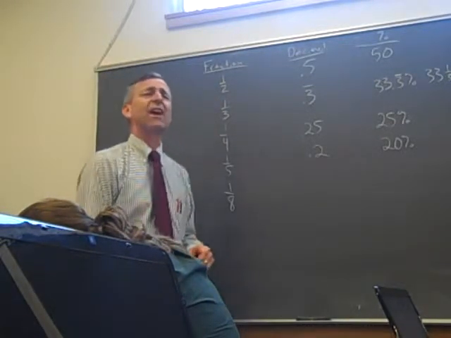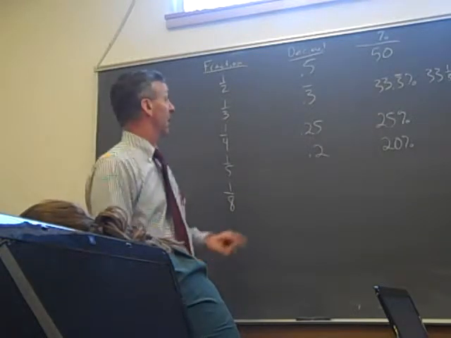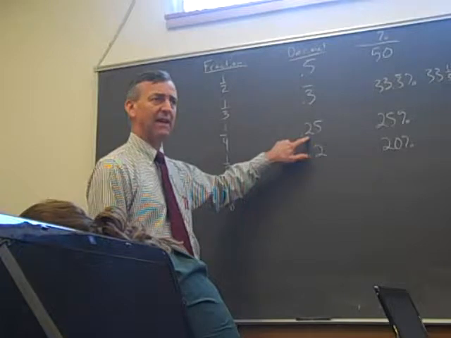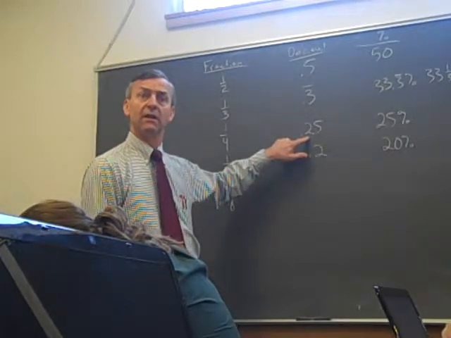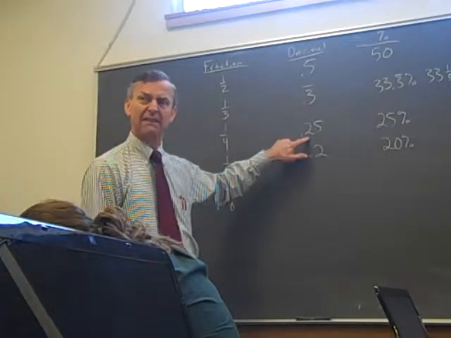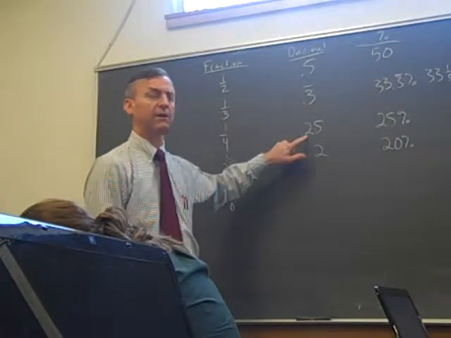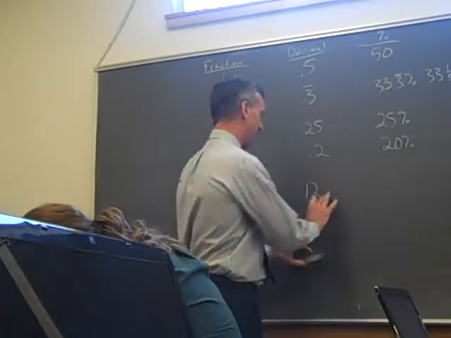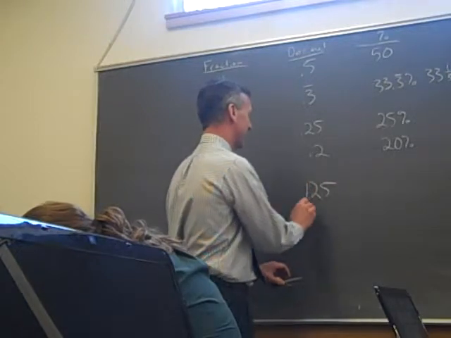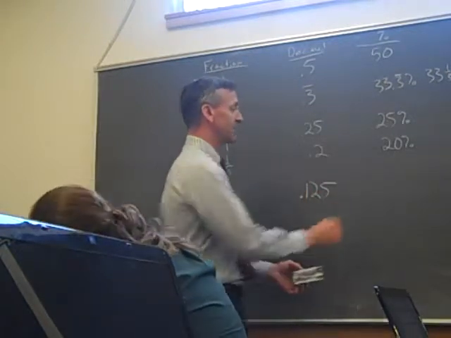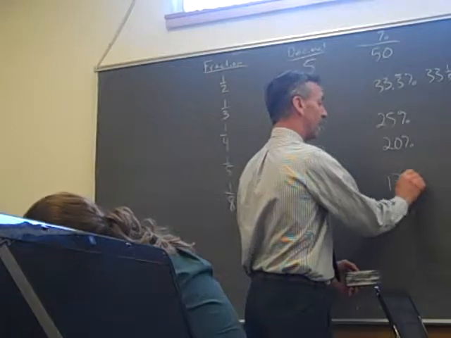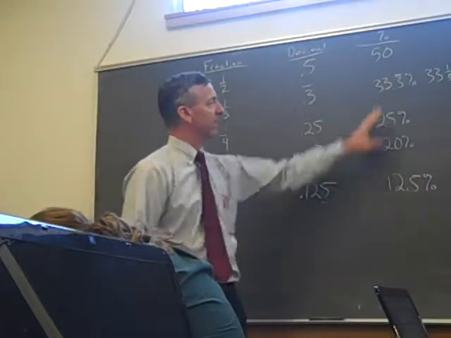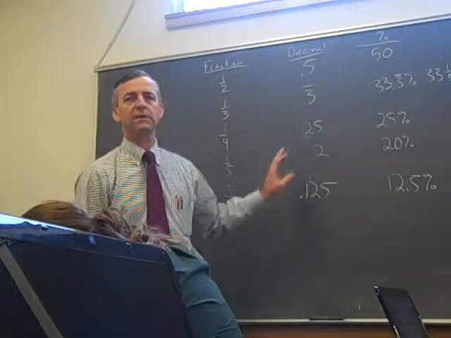Well, what's 1/8 of a dollar? 1/4 of a dollar is 25 cents. 1/8 of a dollar must be half of that. What's half of a quarter? 12.5 cents. 0.125. 12.5 cents, or 12.5%.